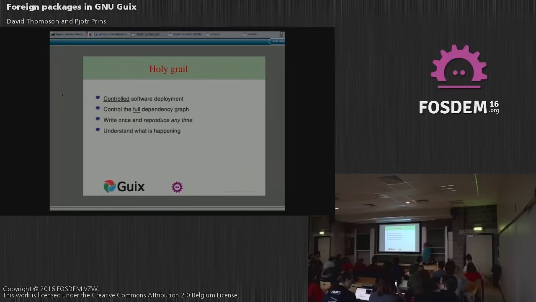So the holy grail is that you write a piece of software once with all its dependencies, and you can reproduce it at any time. So I can reproduce it on somebody else's machine, exactly the environment that I'm using to run this software myself. It's a holy grail. How many of you are developing software? So you know about this problem. The other thing which is really important is that I want to understand what is happening, even on my system.